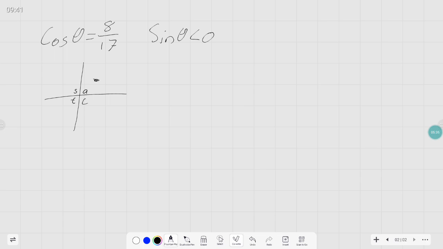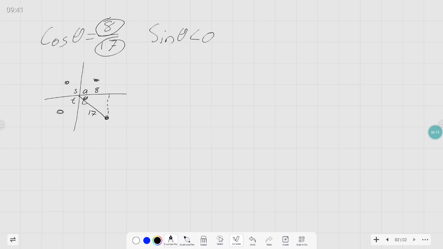Will it happen here where everything is positive? No. Here where sine is positive? No, sine is given as negative, but cos is positive. Here tan is positive. Was there any mention of tan? No. So what does that mean? It will lie here. Now, this angle will be known as theta. Now let's look at the information given. Cos is adjacent over hypotenuse. So this means that this side will be 8 and this will be 17.